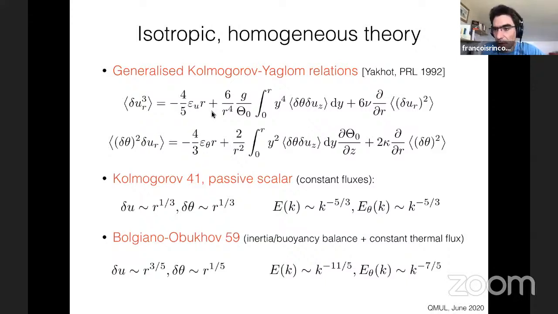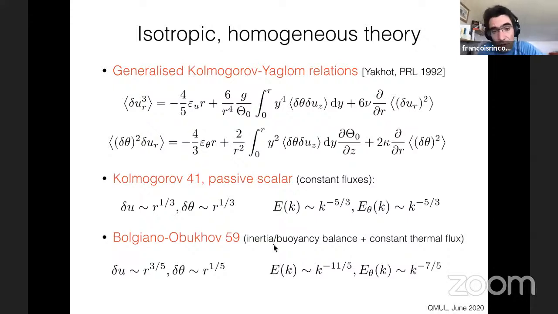You look for dominant balances between different terms to look at an interesting dynamical regime. As I told you, if you ignore the buoyancy force in the momentum equation, well, you end up with this relation. Delta U goes like r to the 1/3, and you remove the stratification here, and the corresponding scaling for the scalar is the same. So you end up with k to the -5/3 for the energy and k to the -5/3 for the scalar.